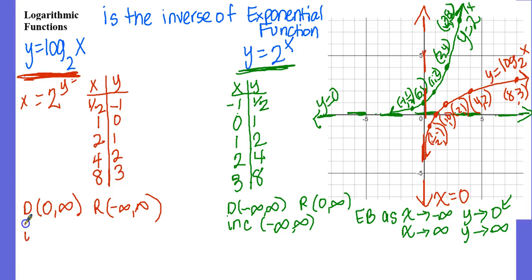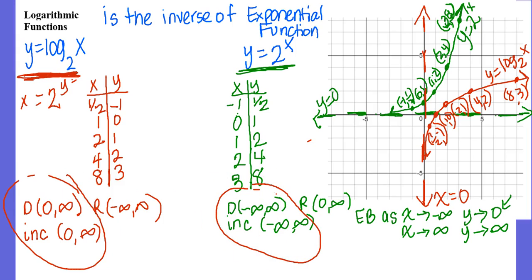Is it increasing? Look at it. Yeah, it is. Read it left to right. It's always increasing. But where does the increase begin? At 0. That's right. Because remember, you're looking at it left to right. There's no increase over here in negative land. None. So it's only increasing from 0 to infinity. So look at that little connection to the domain and its interval of increase and decrease, because it's totally connected to your x's, not your y's.